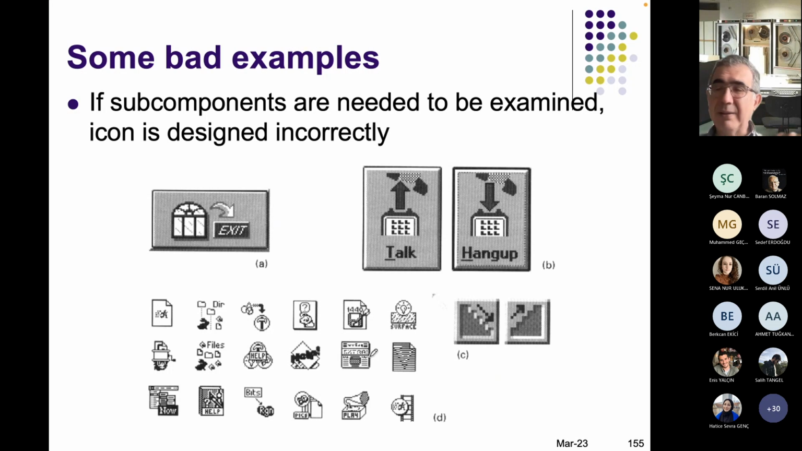Again, indirect relationship, subcomponents. This is incorrect. This is from the book that I took notes. Number A is exit from Windows. So this is incorrect. Again, talk and hang up, indirect. Going down, going up, indirect. So there are indirect relationships.